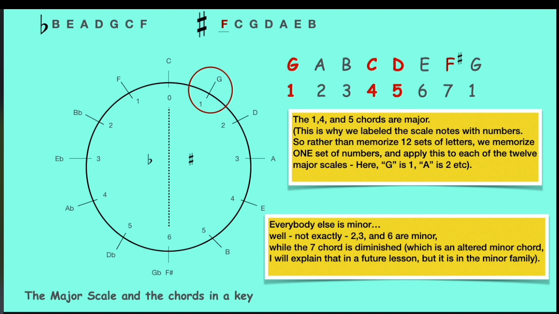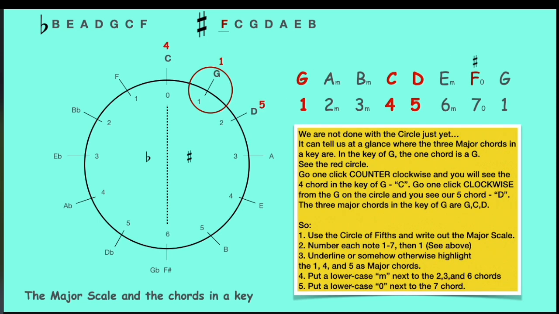So when I teach this in a class, if I ask a question, what chords are major, minor, and a student says 1, 4, 5 is major, everybody else is minor, he's not totally wrong. I make him remember, though, that the 7 chord is a minor chord, an altered minor chord, and we call that a diminished chord. Now, we're not done just yet.